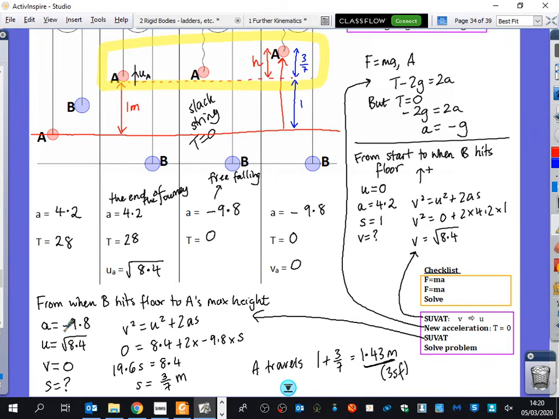Because the, what do you say, Shrek? The tension is 0, the tension's gone, because B has hit the floor and the string has gone slack. So I had to have a new acceleration, and then I did a new suvat to give me some more information, and then the last thing I did was put all of that information together to solve the problem and actually answer what the question was looking for, okay?